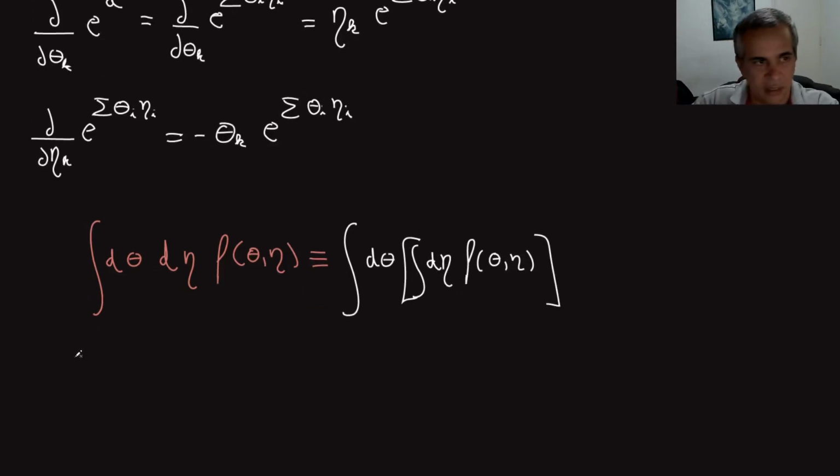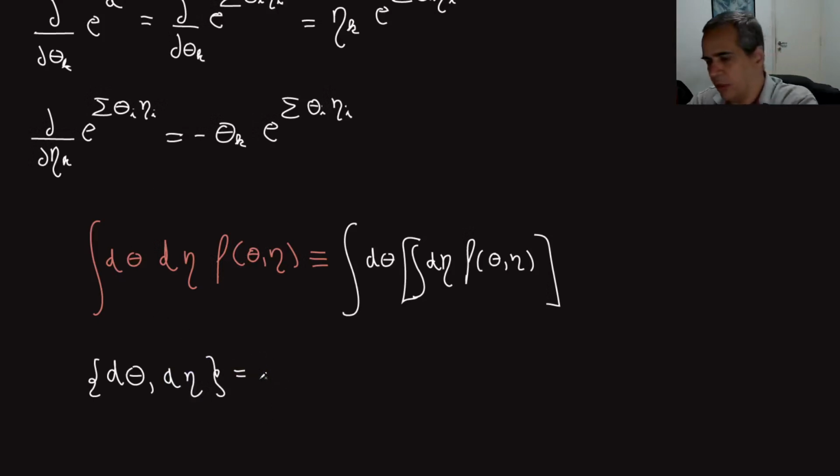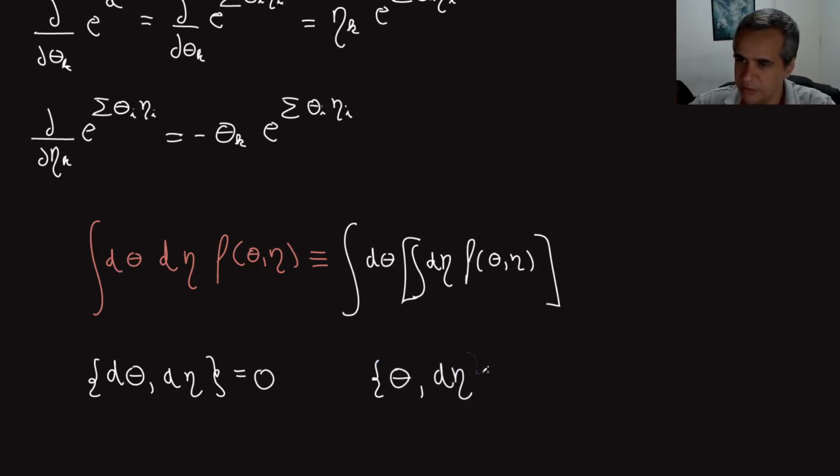Which is the same as putting these conditions for the symbols, right? d theta d eta is equal to 0, and I have to do the integral from the innermost one to the outermost one in that order. Also, if I'm integrating one Grassmann variable and I have a function in another, they will anti-commute by definition. So d theta d eta also anti-commutes, and that's for any two different Grassmann variables.